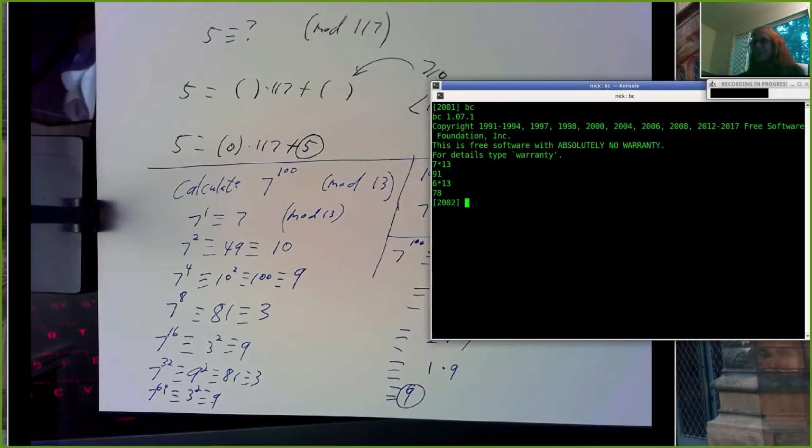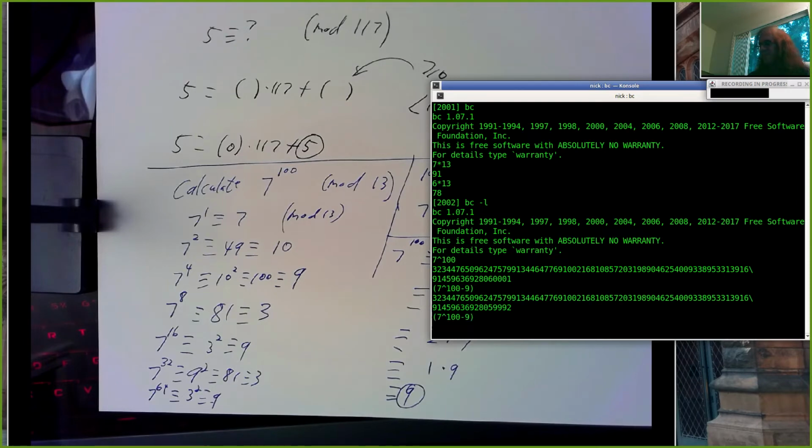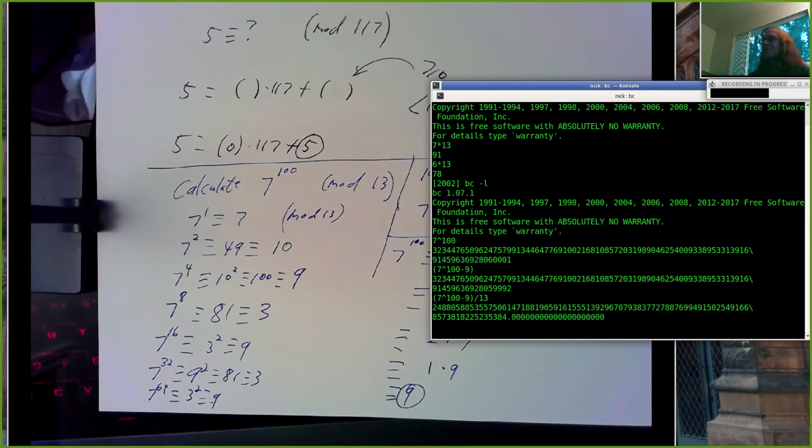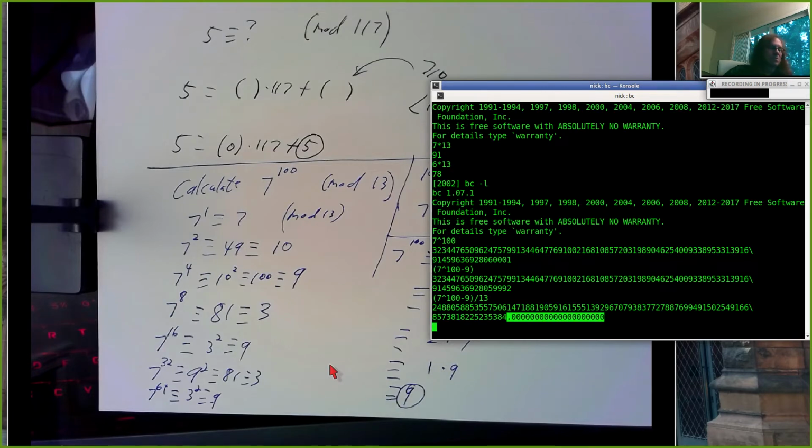And then we can check it. So there's 7 to the 100th. And if we do 7 to the 100th minus 9, we get this. And if we divide by 13, it's a whole number with a bunch of zeros. So yeah, 7 to the 100th is... To do the last one, to double check, I had to go find a calculator online. Yeah, it did that big of numbers. Just to see if I did it right.